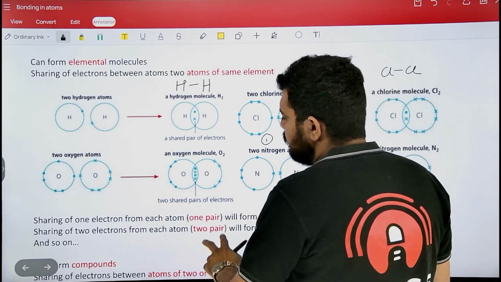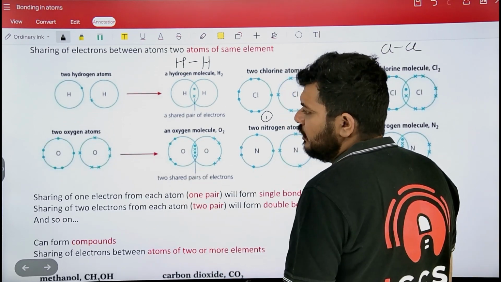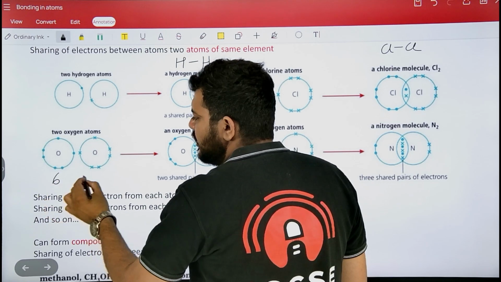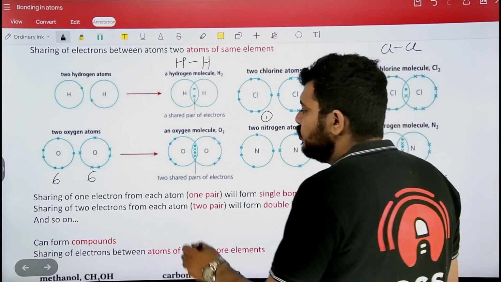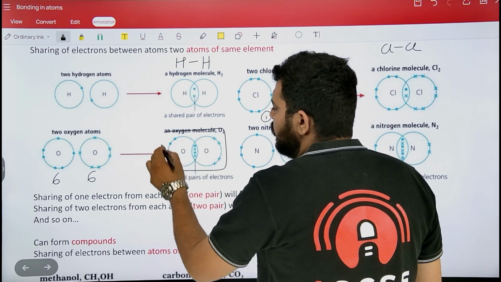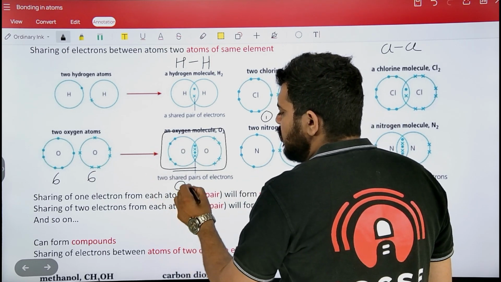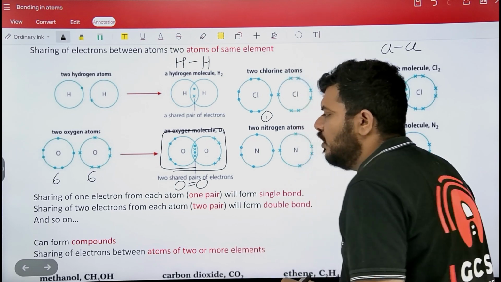Now, what will happen with oxygen? Oxygen has 6 electrons in the outermost shell. Each of them requires 2 more. So both of them will share 2 electrons. So I can write this as oxygen double bond oxygen.